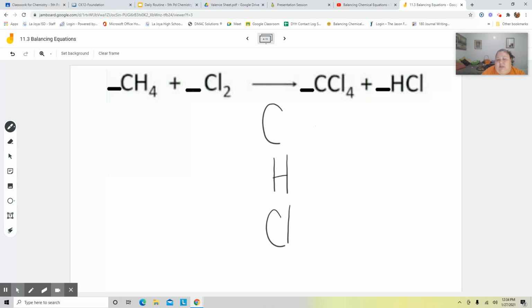All right, so here's our list. We got carbon, hydrogen, and chlorine. Now, let's count. How many carbons do you see here? 1. Very good. So I'm going to put a 1. Good. Okay, next. How many do I see here? 4. Very good. So we're going to put 4. And here? 2. 2 chlorines. Very good.